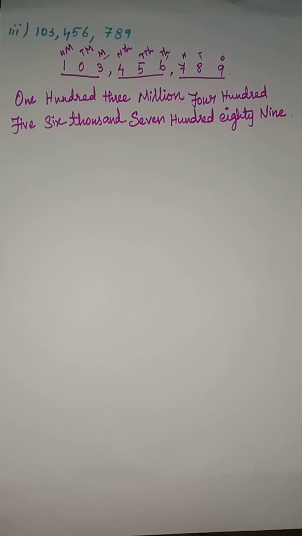The first step is we have to expand, that is, write the number in brief form. Then we have to put the commas. Then we have to write the place values. Then we have to underline the digits based on the place value and the commas. After that we can write the place value very easily.